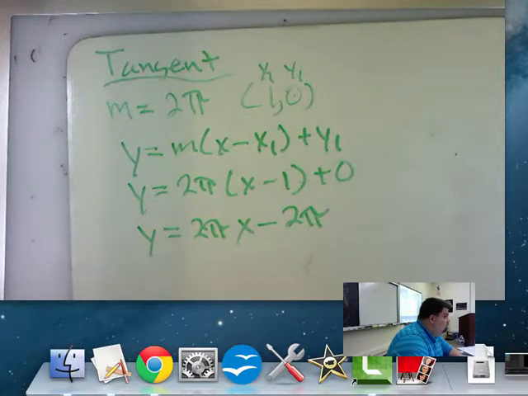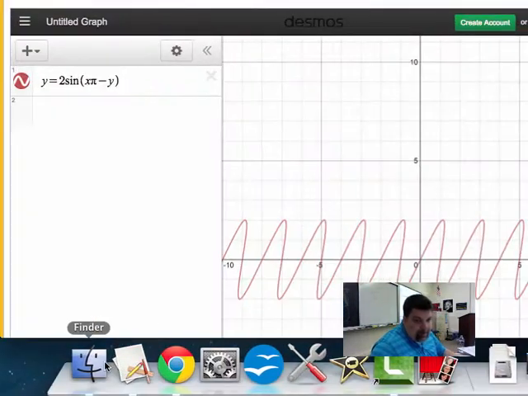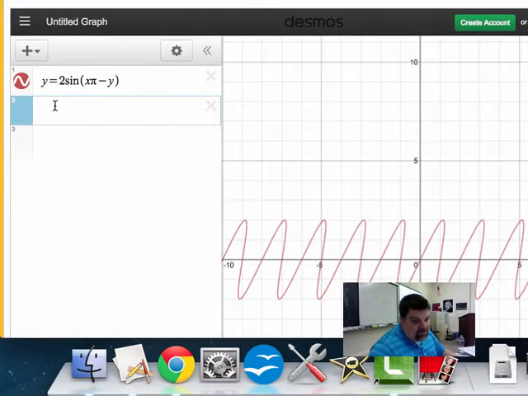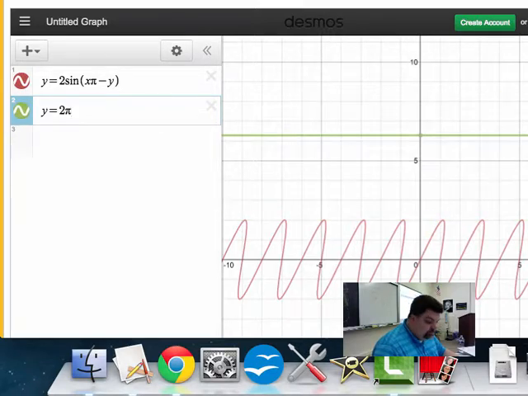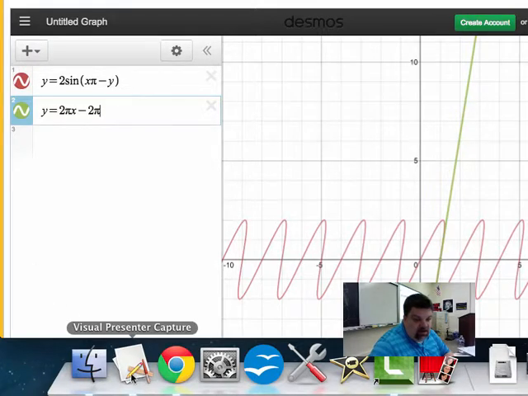That's the tangent line. So remember, about a half hour ago, I graphed the line itself, and I want to see if this tangent line intersects at the point that we need it to. So 2 pi times x minus 2 pi. Does it? Yes, it certainly does. Now we got to do the normal line. We're not done yet.